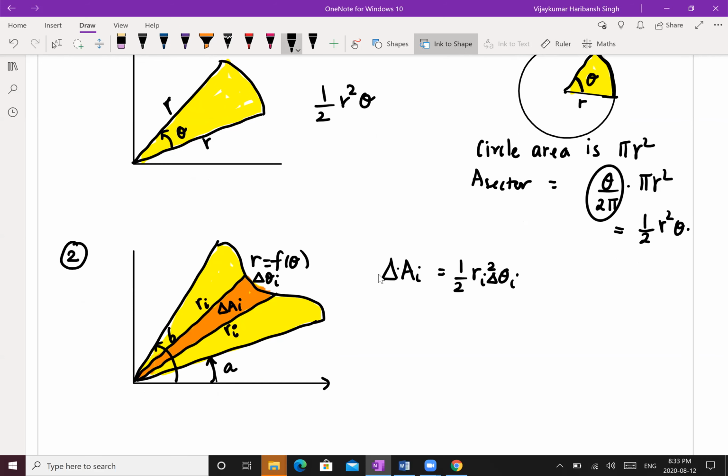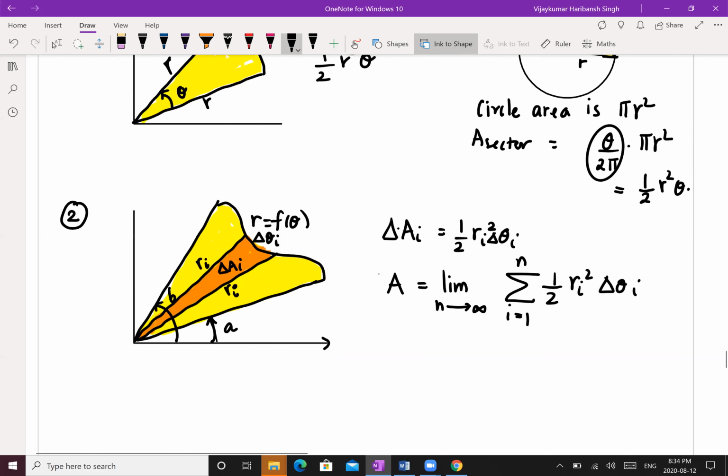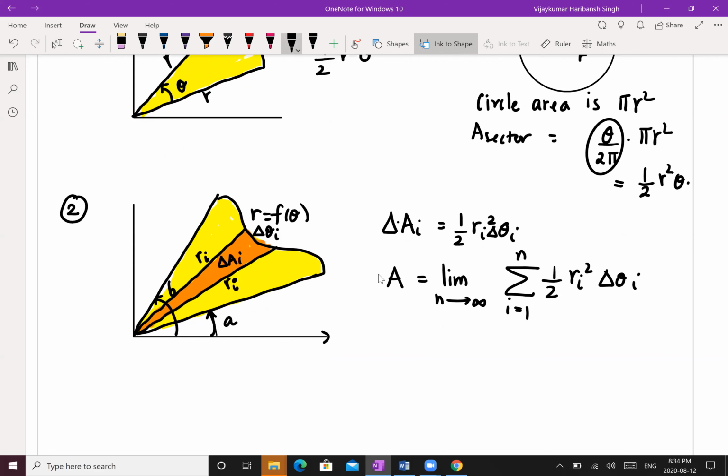And then your actual area is adding all these areas up. So the actual area is the limit as, first of all, you add all these areas, half Ri square delta theta_i, then you're adding all of them up, and then you're taking the limit to make the approximation better. So if you make a connection with the Riemann sum, let's rewrite it: limit as n goes to infinity, summation i going from 1 to n, half.